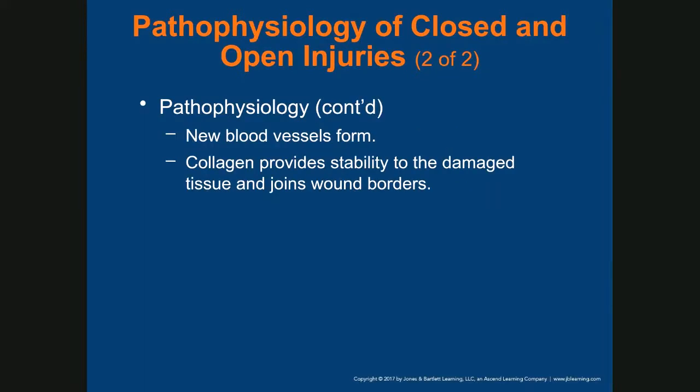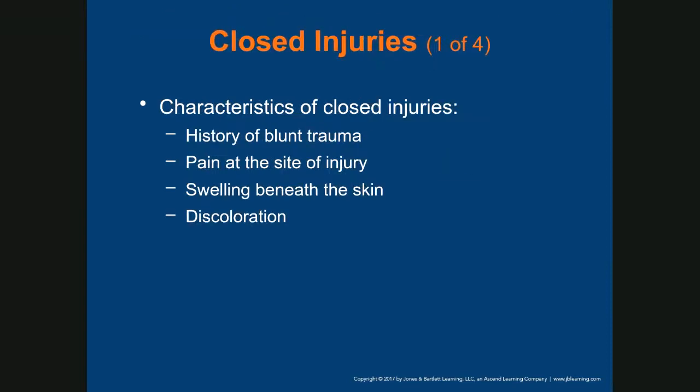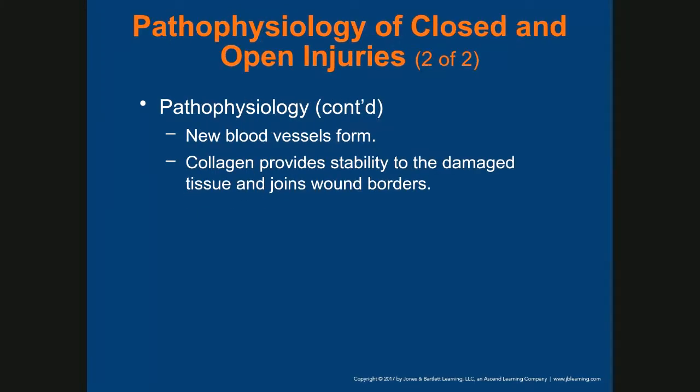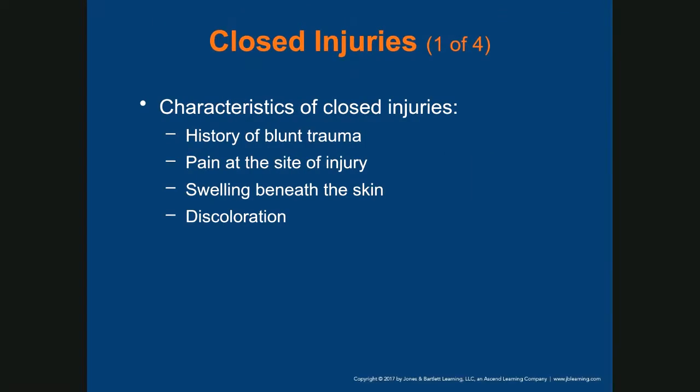Now, let's look at closed injuries. Characteristics of closed injuries. History of blunt force trauma. There will be pain at the site of injury. There can be discoloration or you can see swelling, right? So you can have discoloration and you can have swelling. And there are medical terms for that.